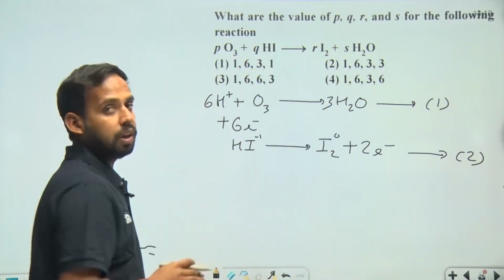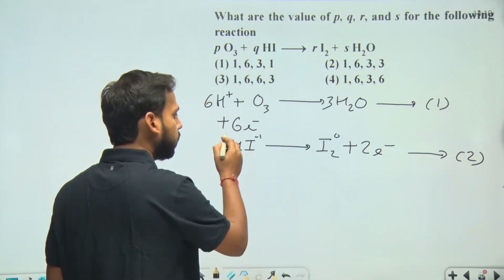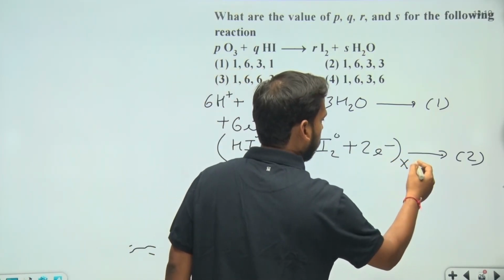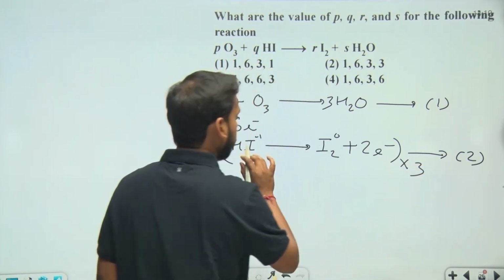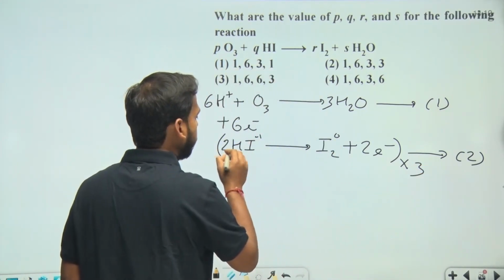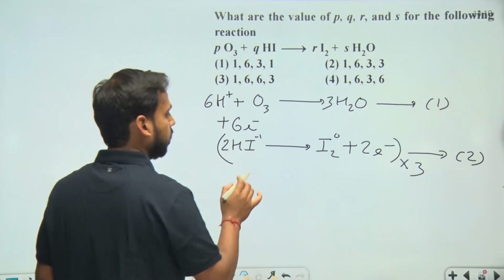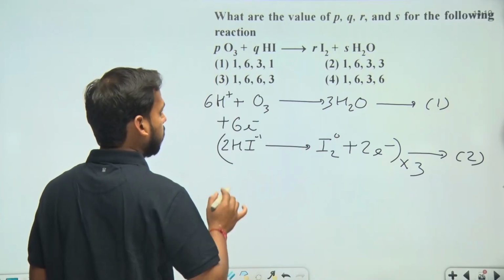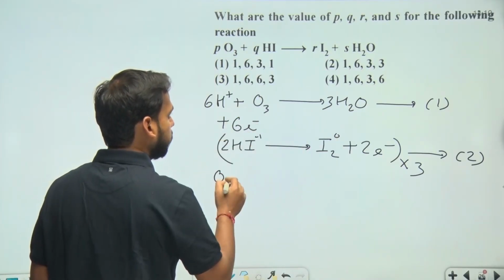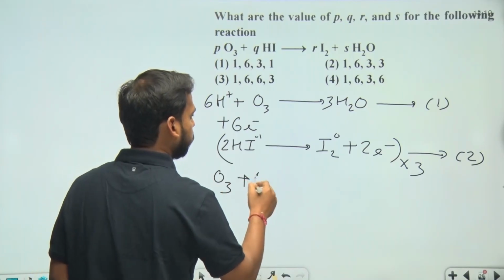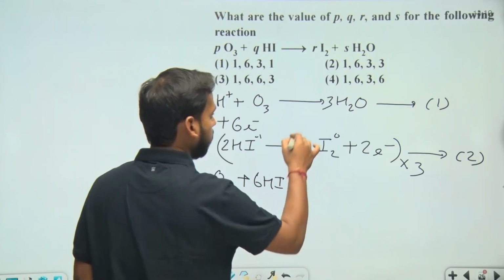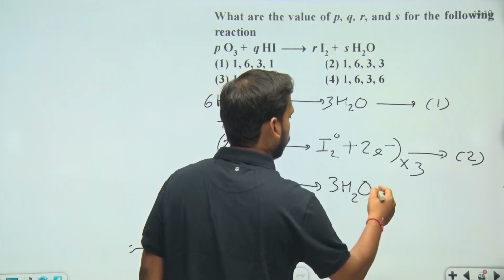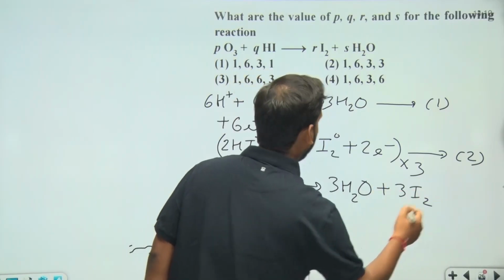In order to add both these half reactions, we will multiply this reaction with 3. Since we have I2 here, it will become 2HI, so for that we have added 2 electrons. So when we add both these equations, we will get O3 plus 6HI giving 3H2O plus 3I2.